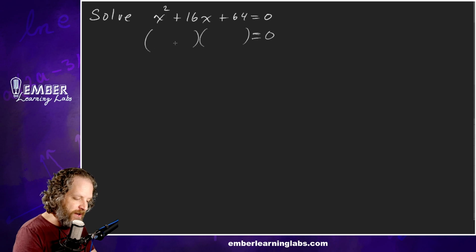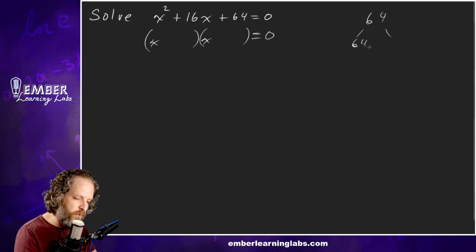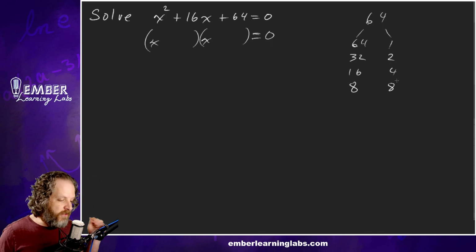And then our first slot, remember, we want two things that multiply to get the first term. So x times x gives us the x squared term. Now, the second slot, remember, we want two things that multiply to get this. There are several options. For 64, we've got 64 and 1, 32 times 2, 16 times 4, and 8 times 8. So we've got all those different options.